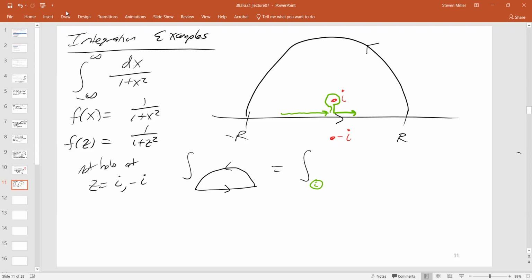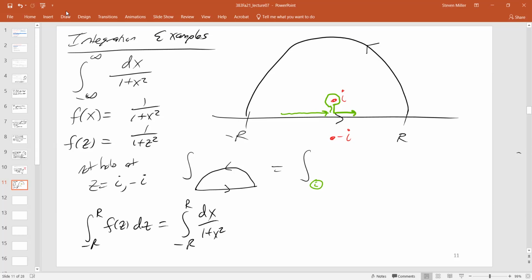And so now let's think about what's going on. If we integrate along the boundary from minus r to r of f of z dz, that's just the integral from minus r to r of dx over 1 plus x squared. And that's exactly what we want to get. So that part is no problem. That's exactly what we want. Now we need to do the other part.